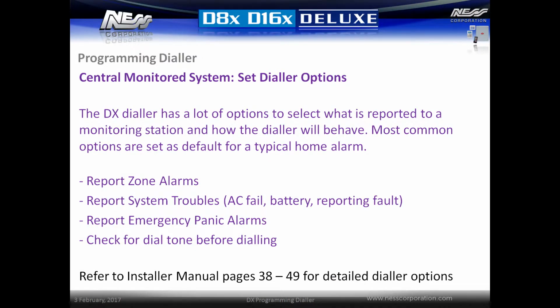The DX system has a lot of options to select what is reported to a monitoring station and how the dialer will behave. Most of the common options are set as default for a typical home alarm. The system reports zone alarms, system troubles such as AC fail, battery and reporting of faults, reporting of panic emergency alarms, and checking for dial tone before dialing. Refer to the installer manual pages 38 through to 49 for detailed dialer options.